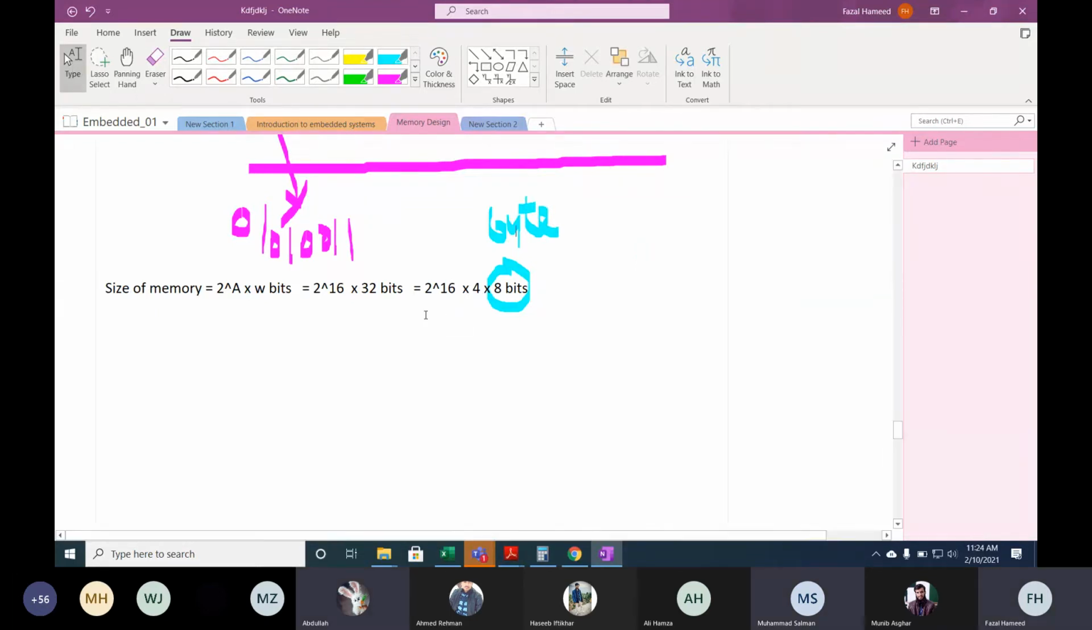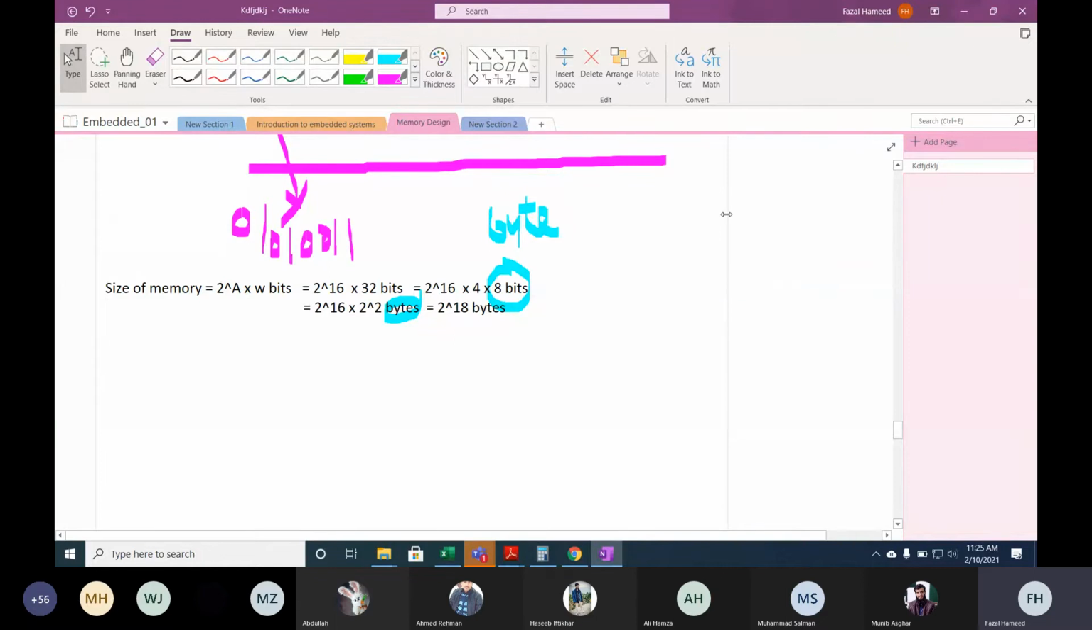Yes, sir. Can I write it like this? This is equal to 2 to the power 16 multiplied by 2 to the power 2, because 4 is actually 2 to the power 2, in bytes. So this is equal to 2 to the power 18 bytes.